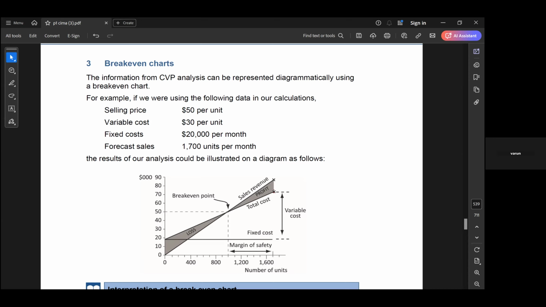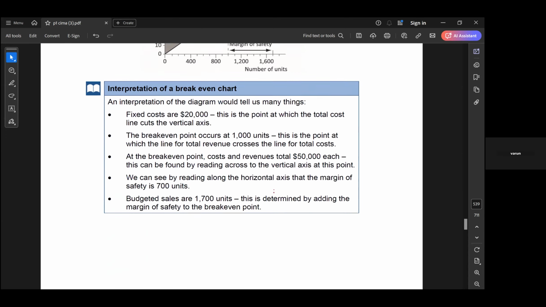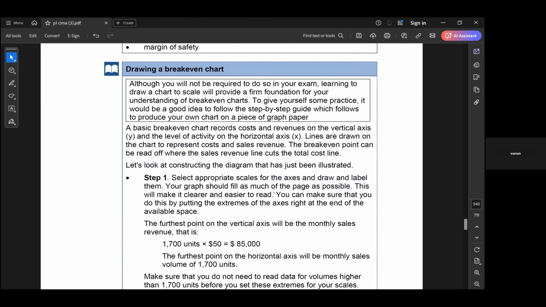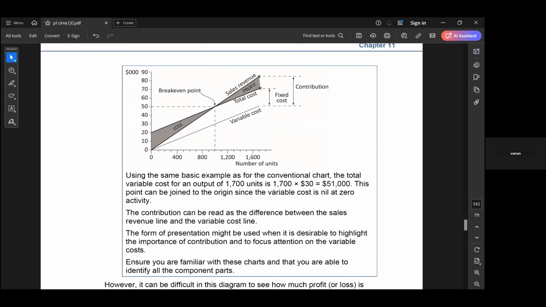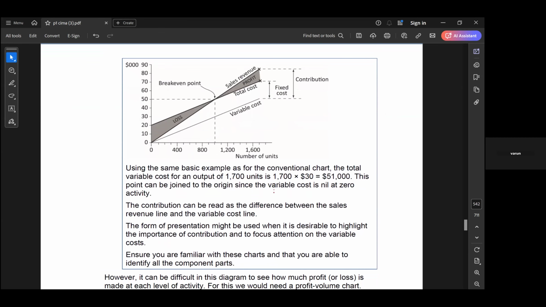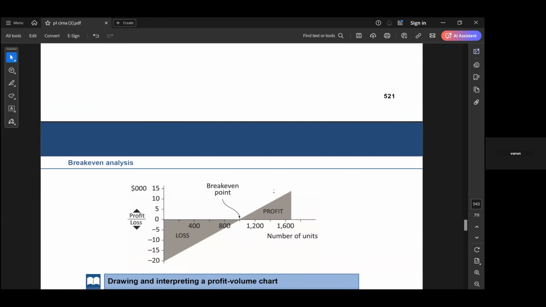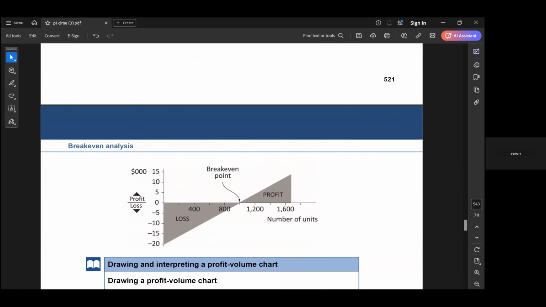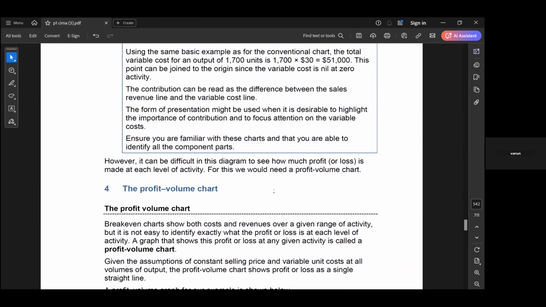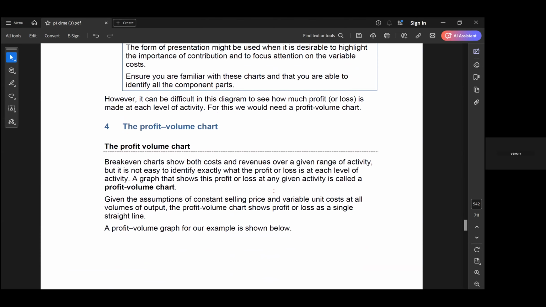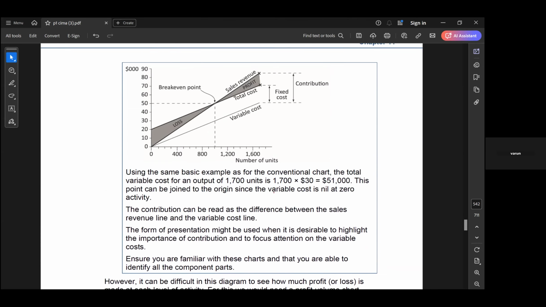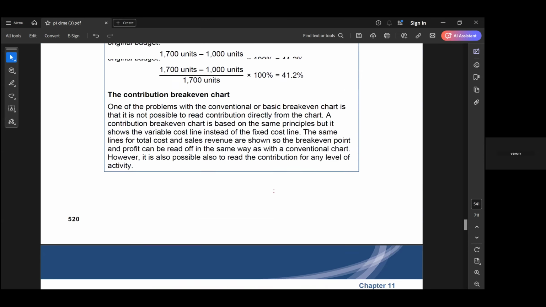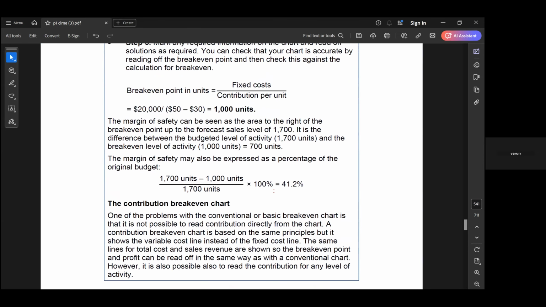Now they have given you all these breakups, and if you go through this, you will get the clarity here. If you go to the next chart, keep going down. You got another chart, not this chart. I think the profit volume chart. No, before that, the contribution break-even chart. There's a header just above. If you go slightly higher, the contribution break-even chart.